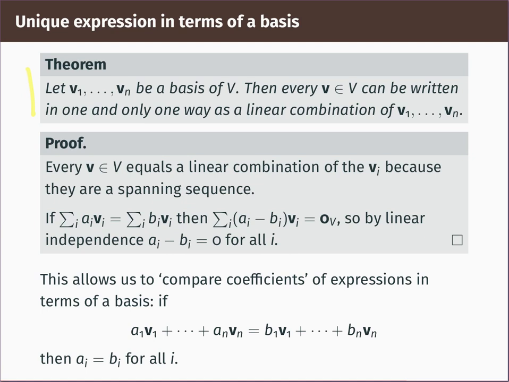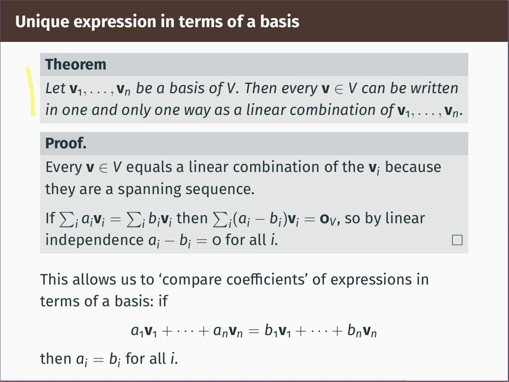First of all, we know that every element of V is equal to a linear combination of v1 up to vn, because a basis is, in particular, a spanning sequence. So every element must be writable as a linear combination of v1 up to vn. So given any element of V, it's certainly possible to write it as a linear combination of v1 up to vn. And the question is only, is there more than one different way to write some particular v as a linear combination of v1 up to vn?